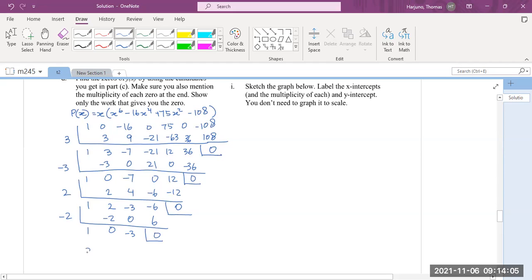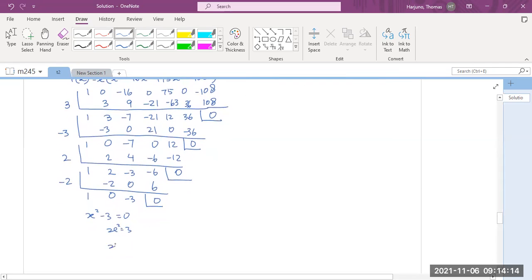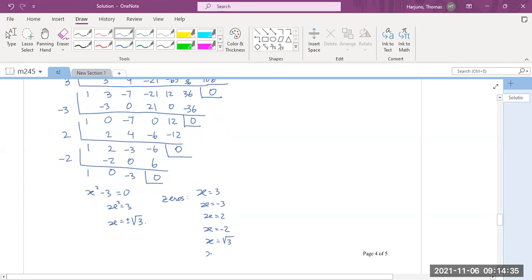Now the last part here means x squared minus 3 equals 0. So x squared equals 3, and x is plus or minus radical 3. So the zeros are x equals 3, x equals negative 3, x equals 2, x equals negative 2, x equals radical 3, x equals negative radical 3.